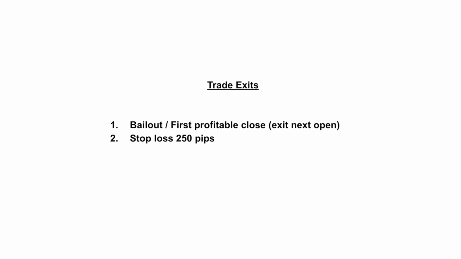Trade exits are really easy. We're looking at the bailout exit, or the first profitable close. So what that means is when we're in the trade, we look at the trade at the end of each day. If, let's say for the end of the first day, we're showing profit, then we'll exit the next open. If it takes 3 days to show profit, then we'll exit. If we're showing a loss at the end of the day, then we just stay in the trade and check the next day if we're in profit or loss. And we have a stop loss, just a simple stop loss of 250 pips.